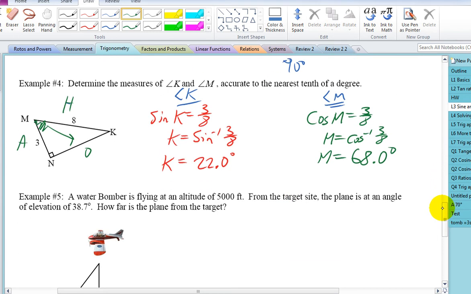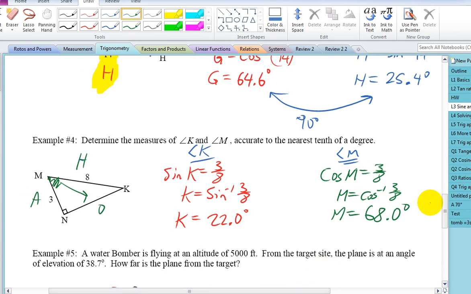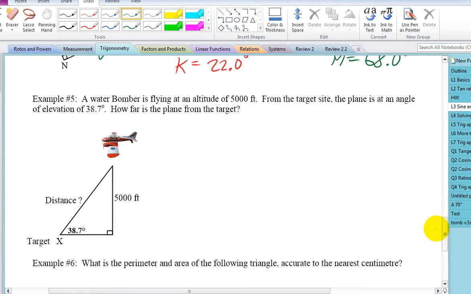Okay, thumbs up, down, in the middle. What would you say? Good, good, good, good. Okay, perfect. So that's just finding angles, and we're going to do lots of that. But now we're going to find side lengths as well. And you've already done that, just with a different ratio, different word.